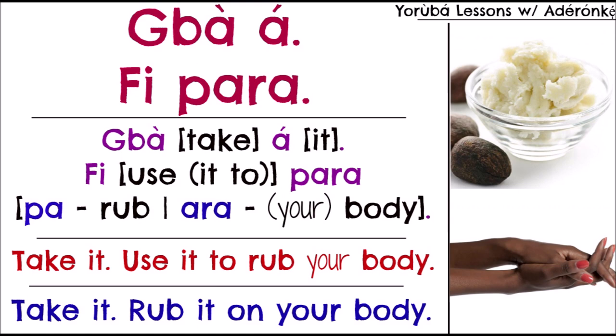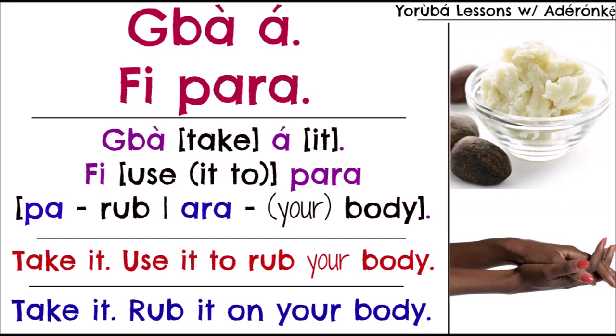Here, a is it. This is a verb vowel pronoun. I didn't really go into it in the pronoun video in detail. I actually came up with a formula that would make this simple to learn. Ori is shea butter. If you want to say take the shea butter, you'd say ba ori.